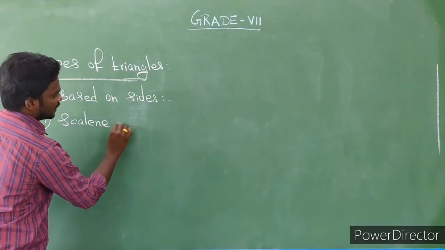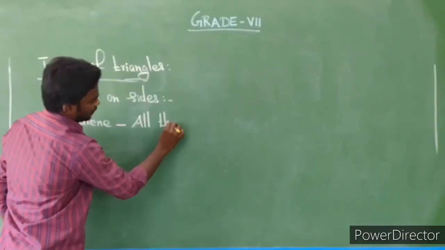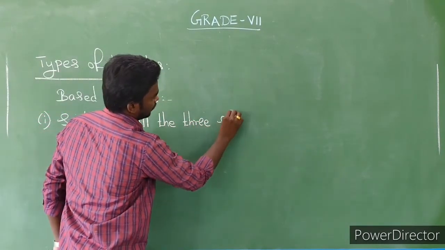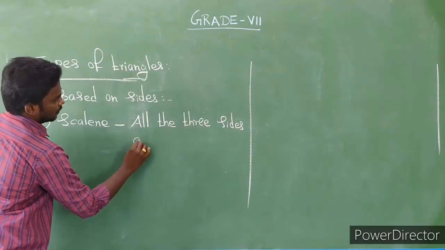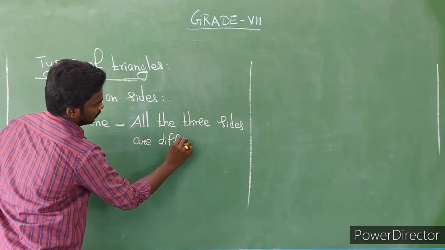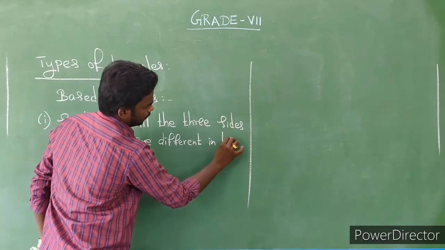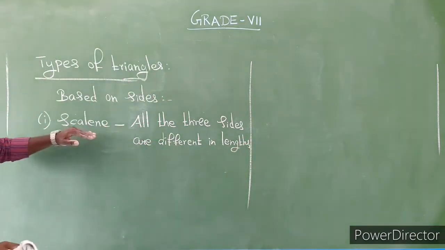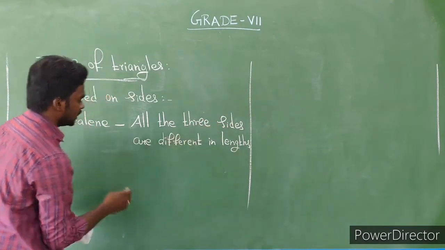What is meant by scalene triangle? Scalene triangle means all the 3 sides are different in length. So the first type of triangle is a scalene triangle. Scalene triangle means all the 3 sides are different in length.